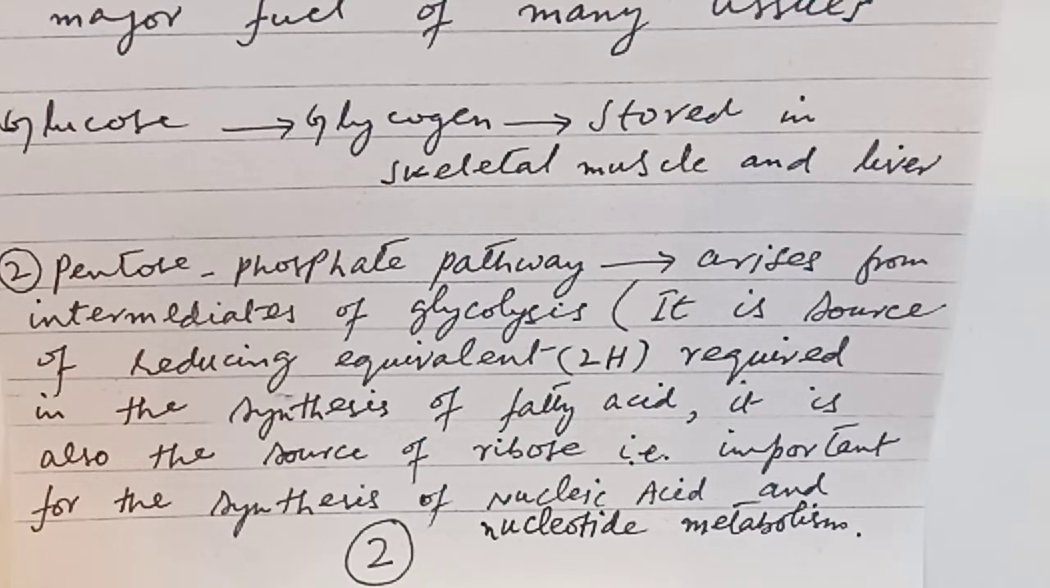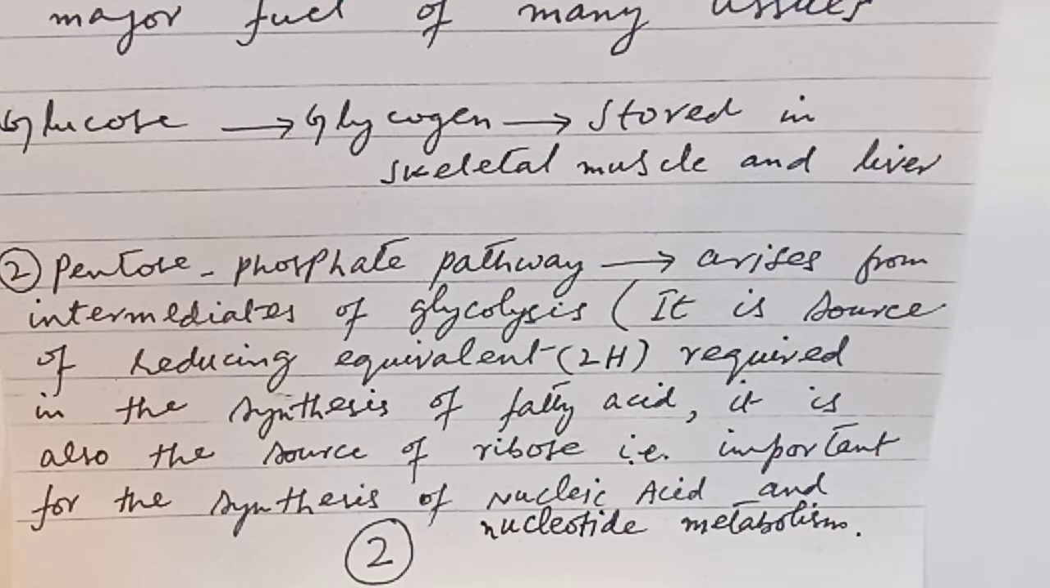Now the second pathway is the pentose phosphate pathway. This pentose phosphate pathway arises from intermediates of glycolysis. Here is an important point I would like to explain: glucose consists of 6 carbon atoms, while the pentose type of sugar, that is ribose, consists of 5 carbon atoms. So in this pathway 1 carbon is lost, and the 6 carbon atom glucose molecule is converted into the 5 carbon atom containing ribose sugar.